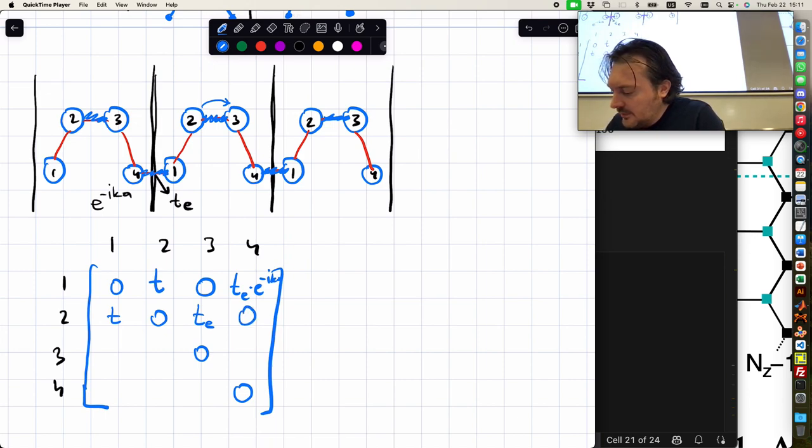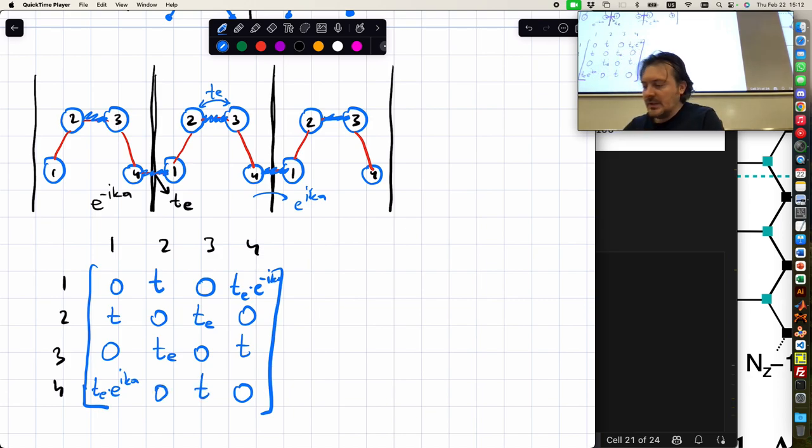This is 0, 1, 3, no connection, 3, 2, TE, right? TE goes both ways. What is 3, 4? T. 4, 1. E to the plus IKA, right? Because it's on this side. Do you remember this stuff? Yes. Then 0, 4, 3, T. That's our matrix, right?